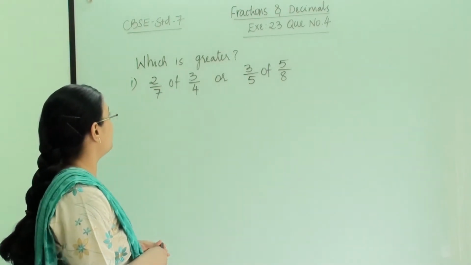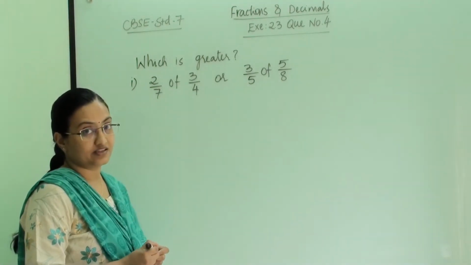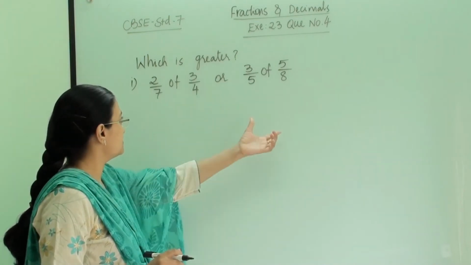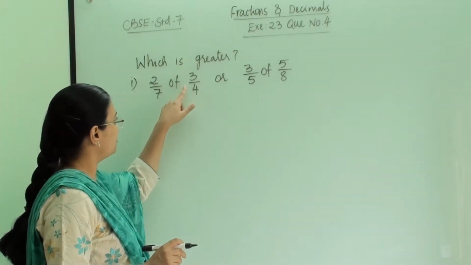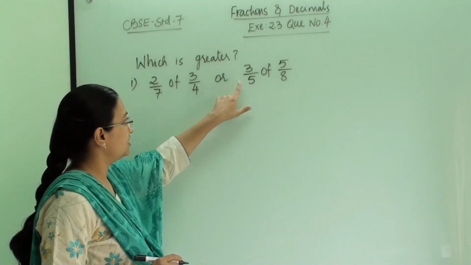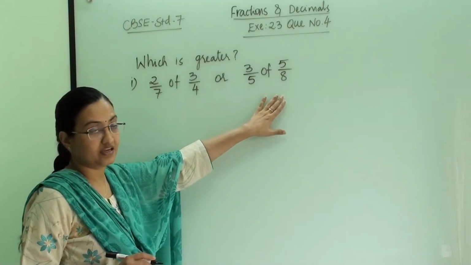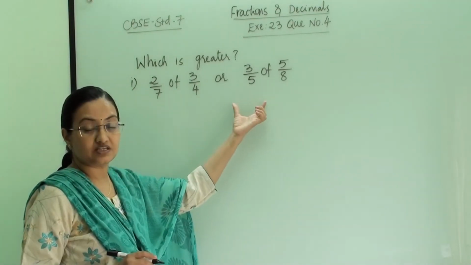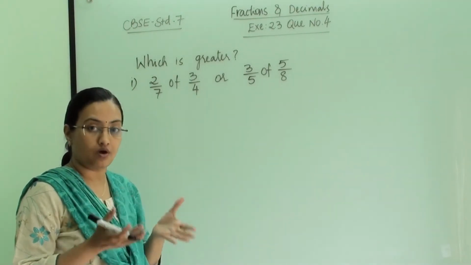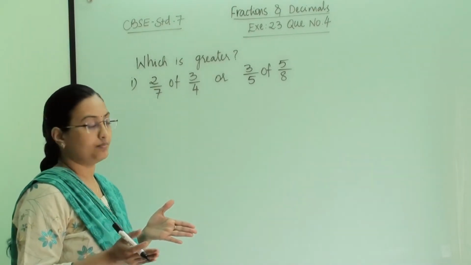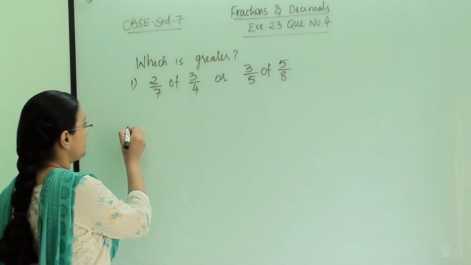So the question number 4 says which is greater, and they have given us two different terms: 2 by 7 of 3 by 4 or 3 by 5 of 5 by 8. So here two different terms are there. Those terms we have to solve first and then we will compare. So let us start solving them first.